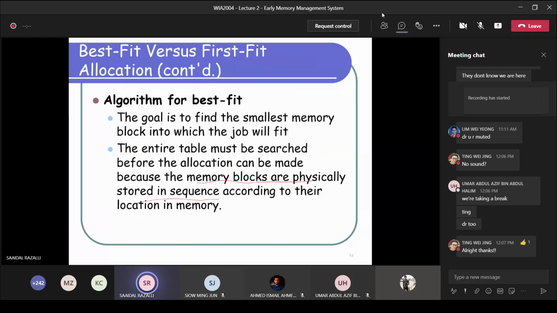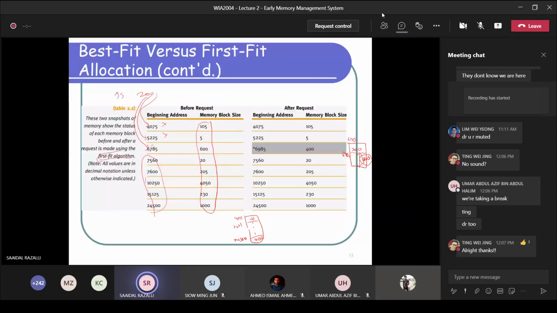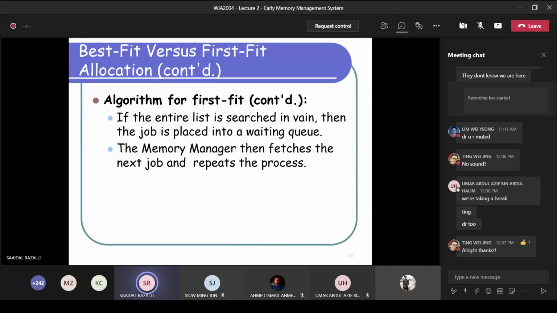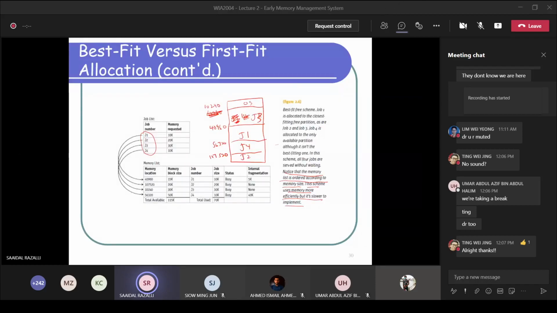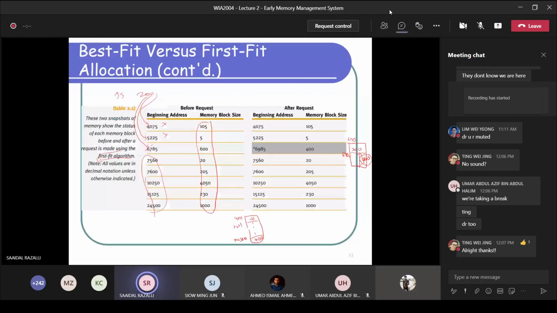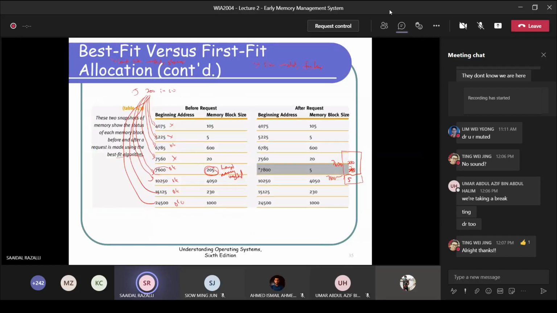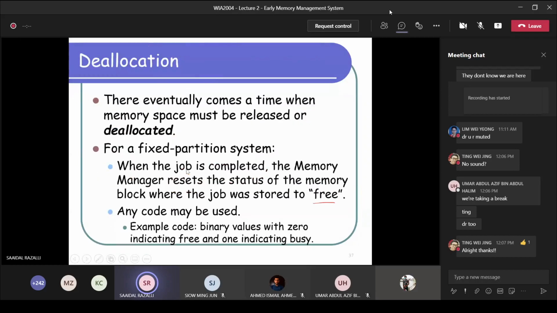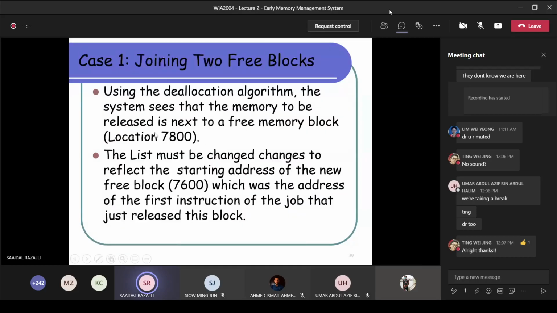I think it refers to 700 best fit. So 7,600. I think in this example it's 7,600. To be released is next to a free memory block, location 7800.